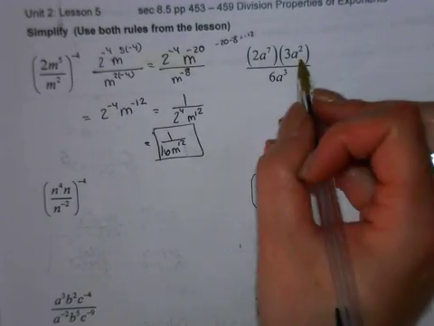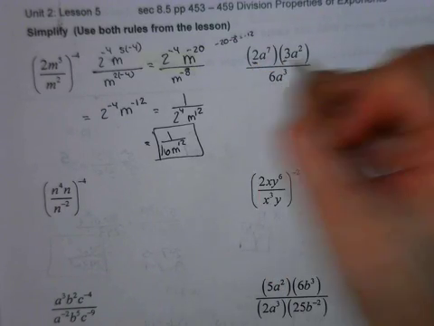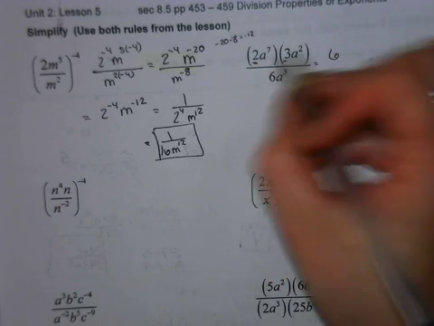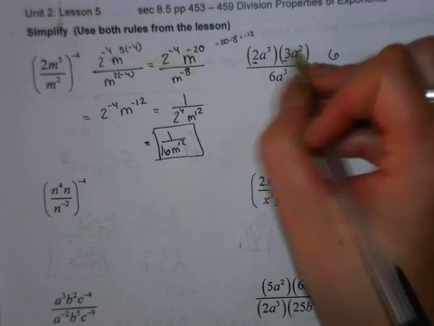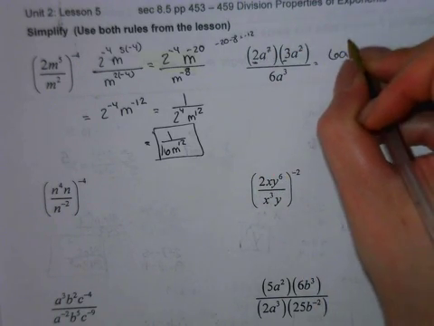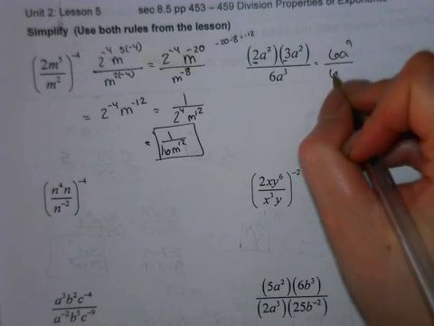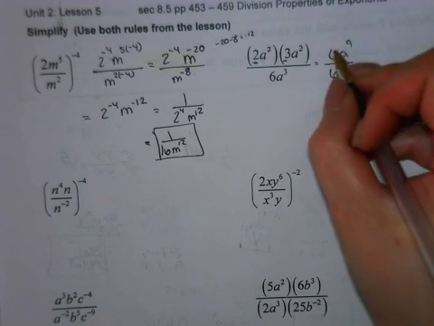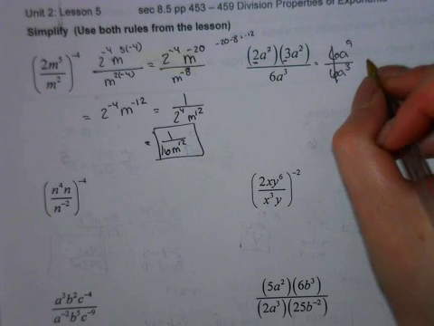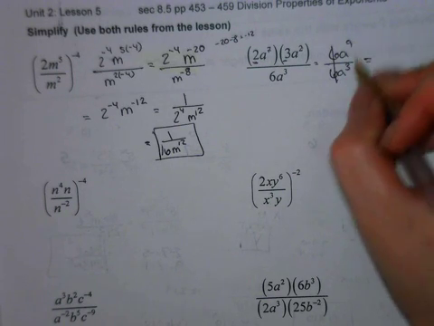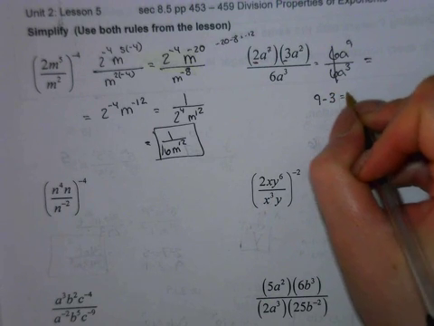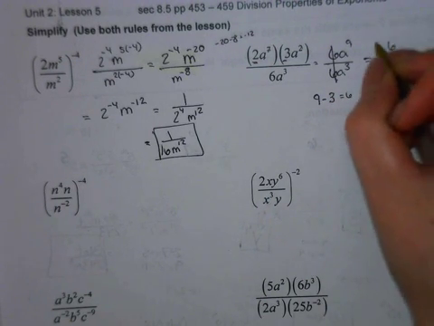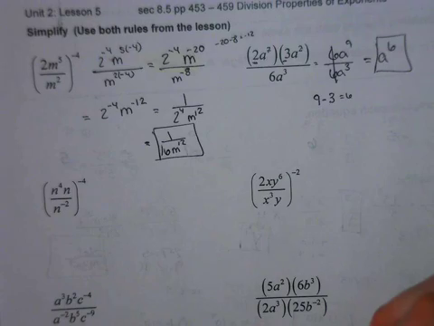Here we are multiplying, so we have 2 times 3, which equals 6. Like bases, so a to the 7th times a squared, we add our exponents. 7 plus 2 is 9, divided by 6, a to the third power. Well, 6 divided by 6 is 1. We have a to the 9th divided by a to the third, so since we're dividing, we're taking our exponents and subtracting. So our final answer is a to the 6th power.